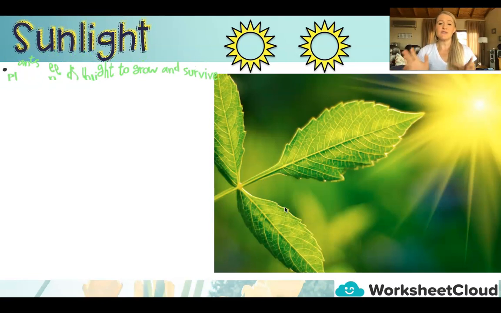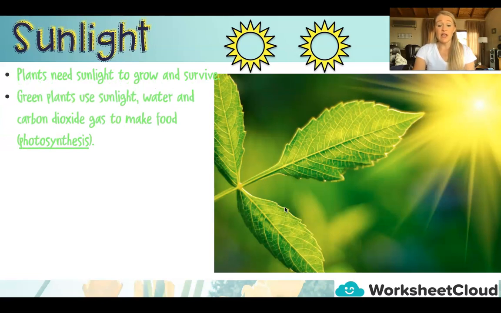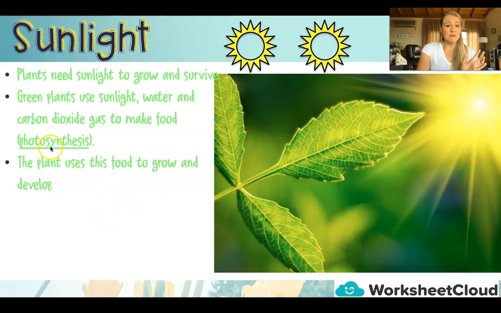So sunlight is very important for plants because they need sunlight in order to grow and survive. They use the sunlight, the water, and carbon dioxide gas to make food via the process called photosynthesis. Now, something interesting to know about photosynthesis is that if I take that word and I break it up into 2 parts, photo and synthesis, the word photo actually means light and synthesis means to make.